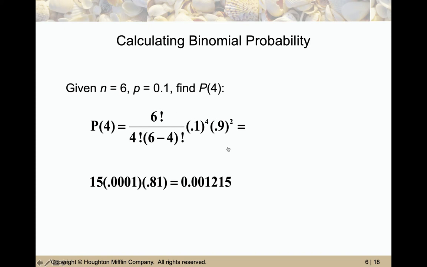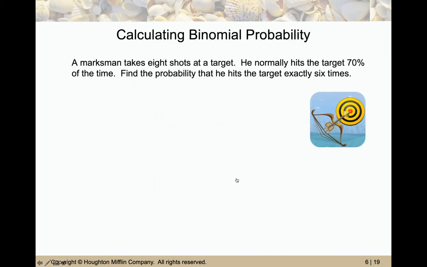All right, so we calculate all that, and we get 0.001215. It's not very likely. All right, let's look at our situation that we've been looking at. A marksman takes 8 shots at a target. He normally hits the target 70% of the time. Find the probability that he hits exactly 6 times.